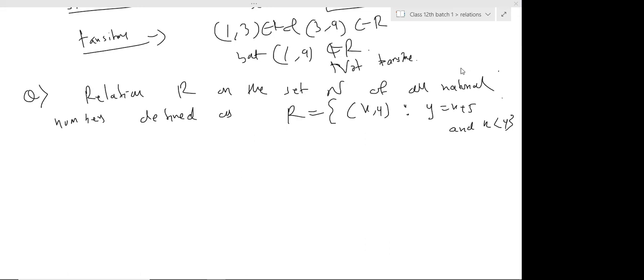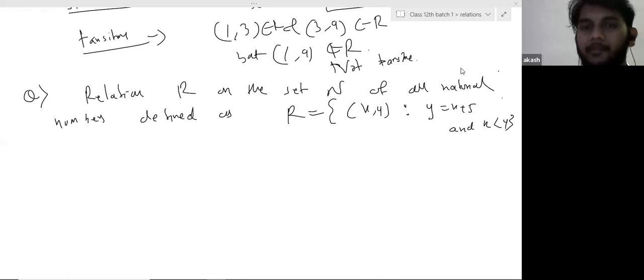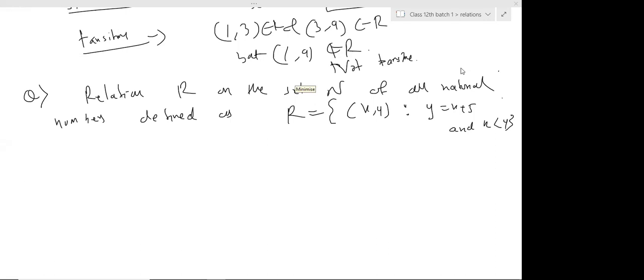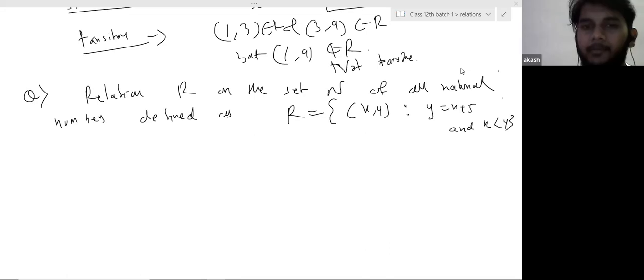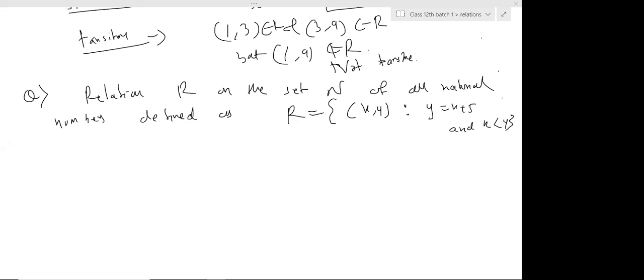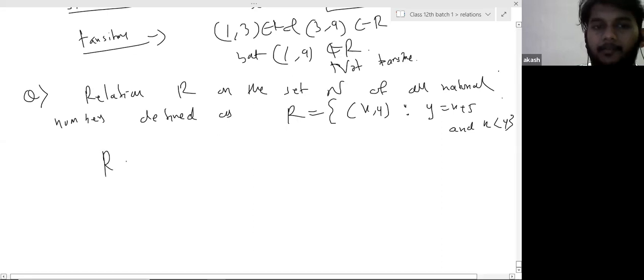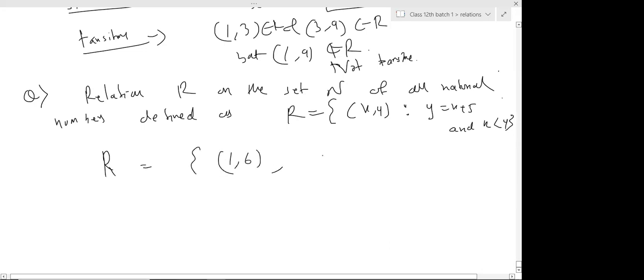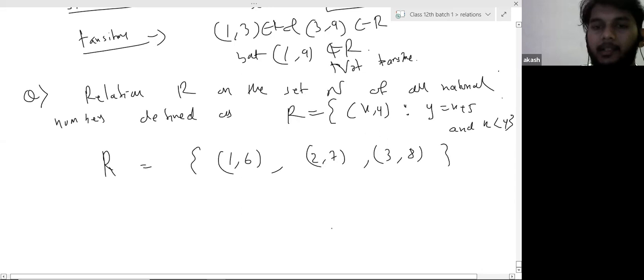Done, sir. All right, Kulsum, is it reflexive? No, it's not reflexive. Symmetric? It's not symmetric either. And transitive? It is transitive. All right. Everyone is clear about this? Yes, sir. So let's write relation set R. Let's put x equals 1. So we will get y equals 6, so (1, 6). And (2, 7), and (3, 8). So these are all the elements in R.